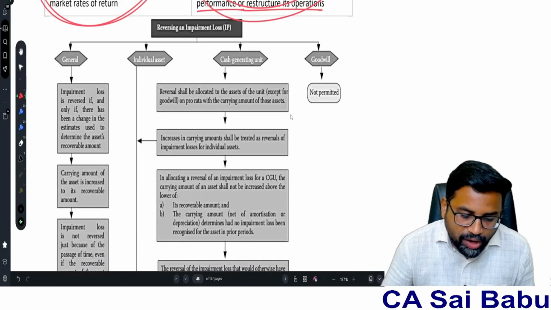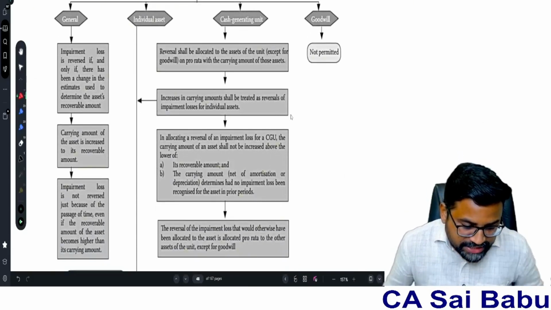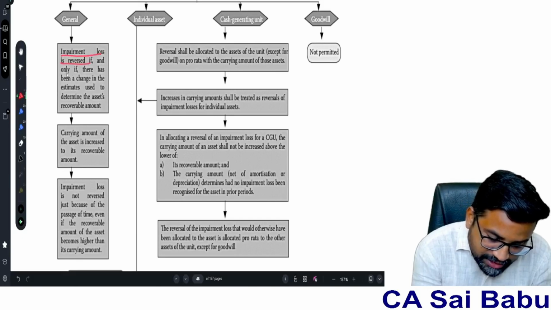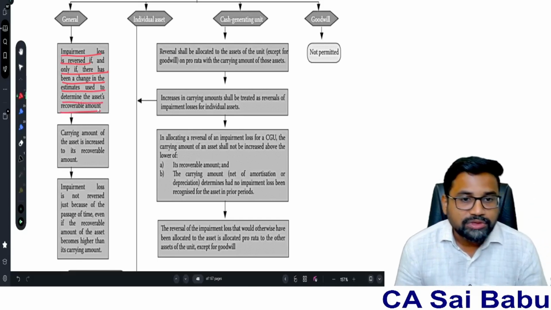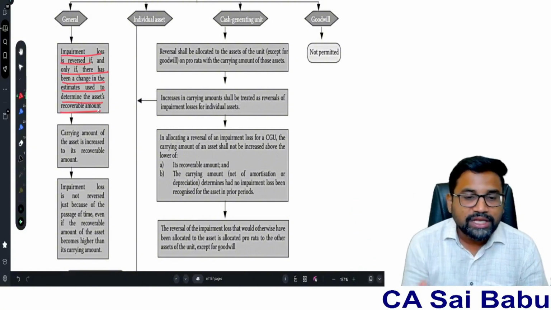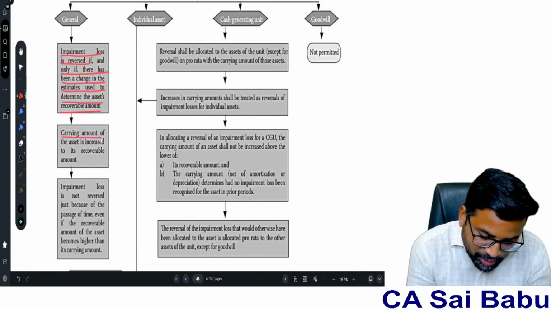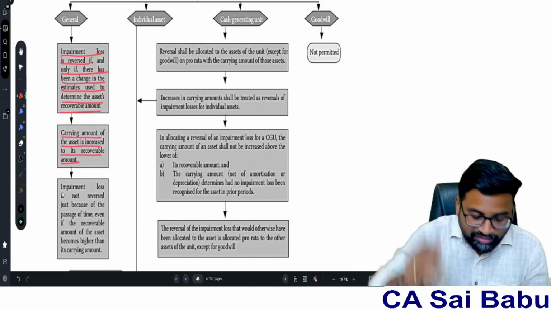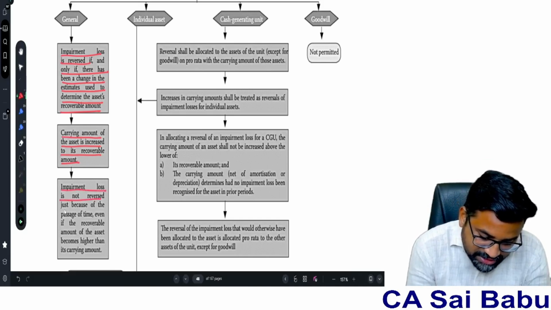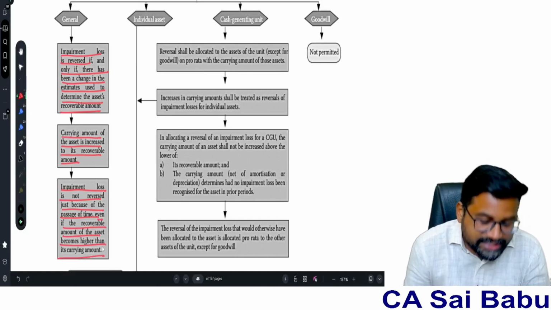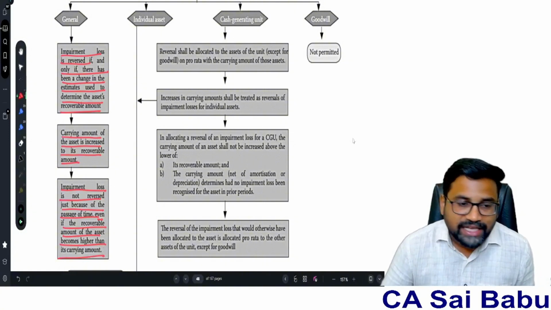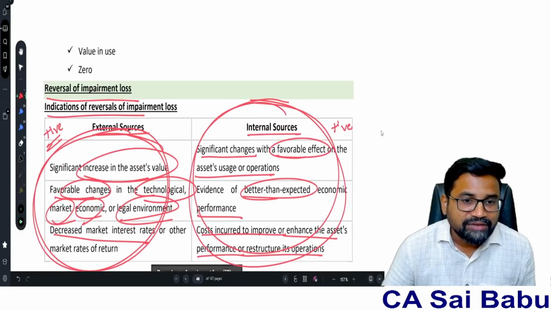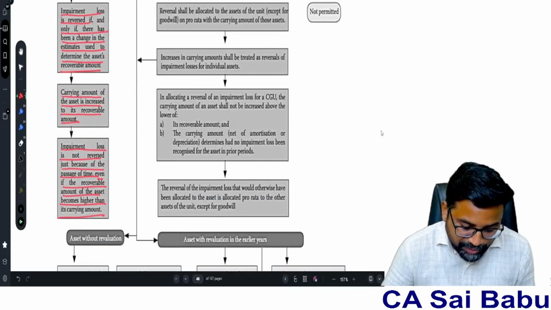Okay. So what happens in reversal of impairment loss? See, in general, impairment loss is reversed if and only if there has been a change in the estimates used to determine the asset's recoverable amount. So when the recoverable amount is improved, then only reversal is possible. Carrying amount of the asset is increased to its recoverable amount. Yes, the increase must be done to its recoverable amount. Impairment loss is not reversed just because of the passage of time, even if the recoverable amount of the asset becomes higher than its carrying amount. So just because of the time, you cannot reverse. You need to find out any one of these sources. Then only you can go for reversal of impairment loss.